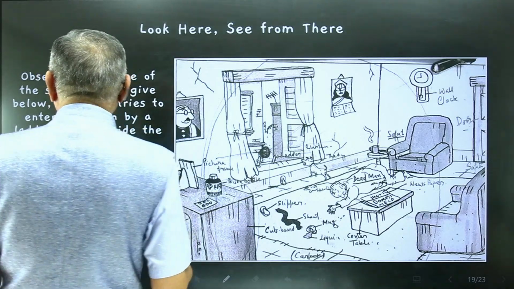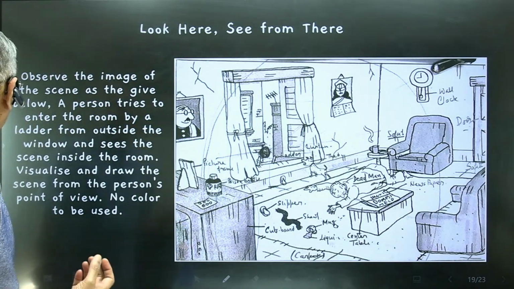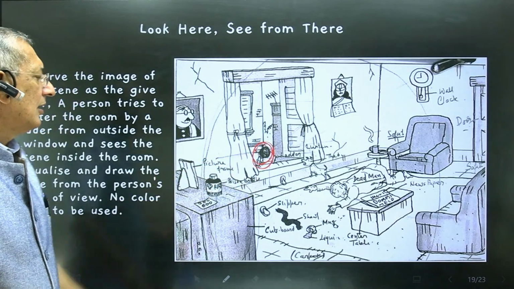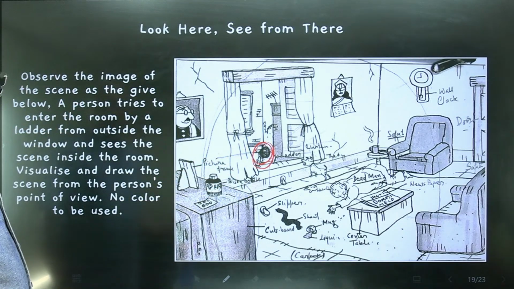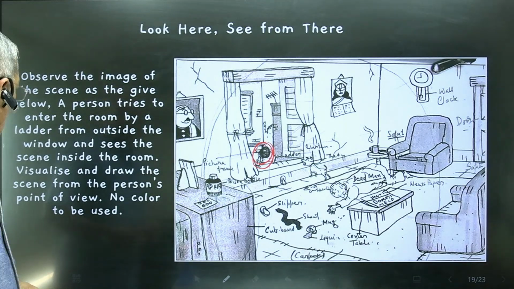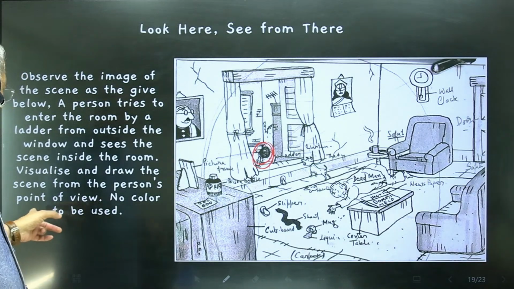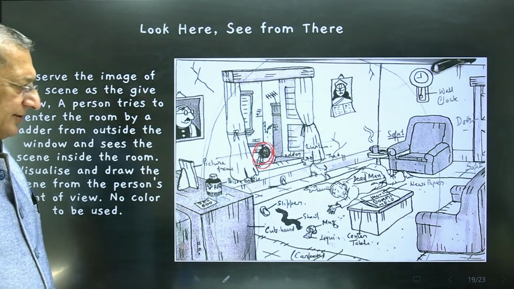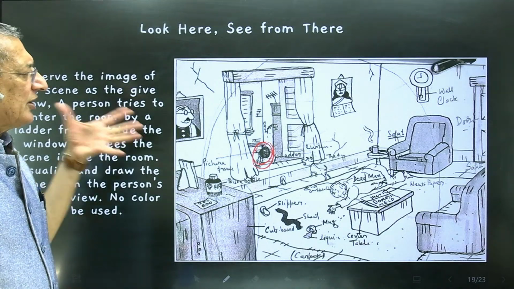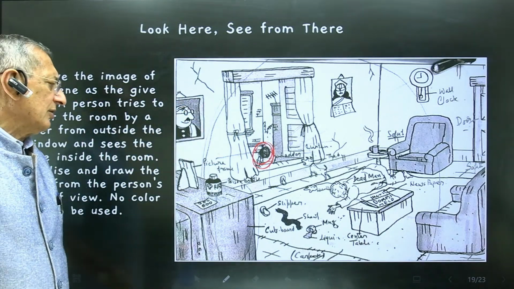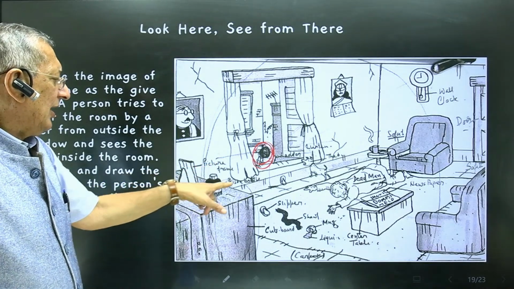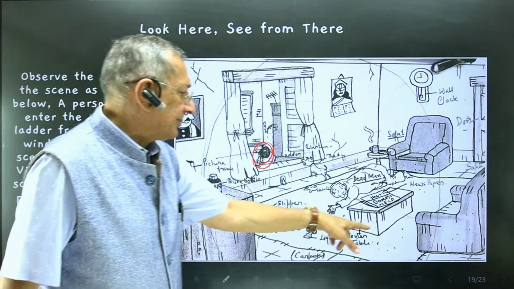A person tries to enter the room by a ladder from the outside, through the window, and sees the scene inside the room. Visualize and draw the scene from the point of view of the person who has come on the ladder to this place. To understand this question, I have labeled all the things lying here.